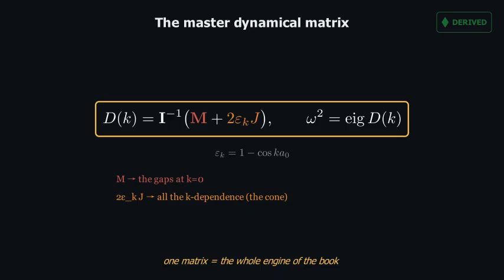And notice the split. The locking M sets the gaps at k equals 0. The stiffness supplies all the k dependence. Gaps and the cone come from different pieces. D of k equals I inverse times M plus 2 epsilon k J, omega squared equals eigenvalue of D of k, epsilon k equals 1 minus cos ka, derived. Annotate: M gives the gaps, and 2 epsilon k J gives the k dependence, the cone.